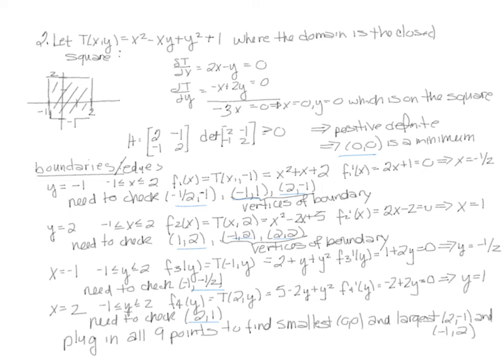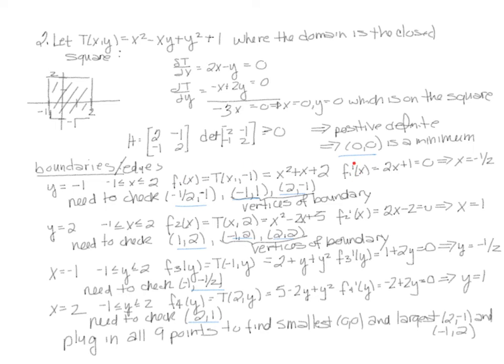If you recall, because it's a bounded domain, you want to look at the boundaries so that you get all of the maxes and mins. So we're going to look at the edges. First, y is equal to -1, and x goes from -1 to 2. That gives us f1 of x, where I plug in y equals -1, which gives us x squared, then y is equal to -1 plus x, and then -1 squared is 1, plus 1 is 2. So this is my f1 of x, where y is equal to -1.